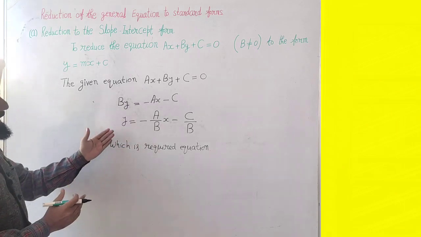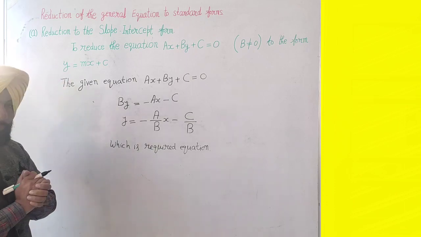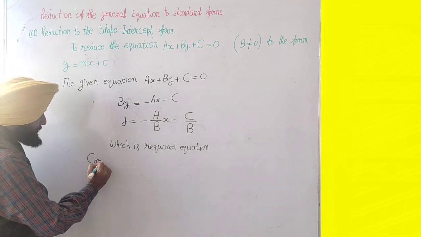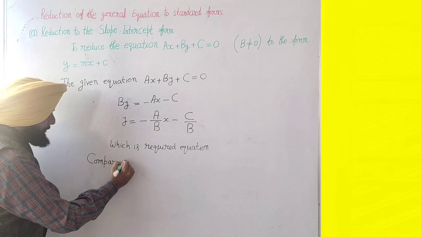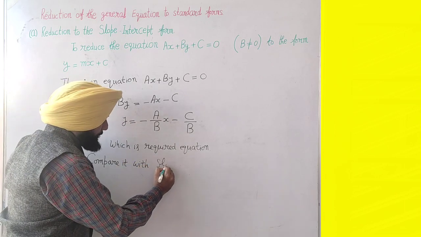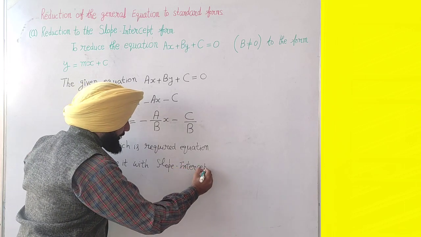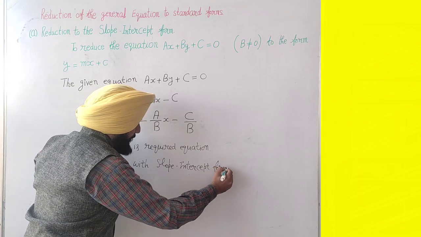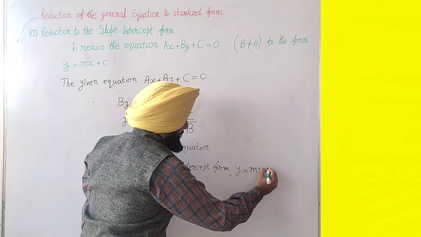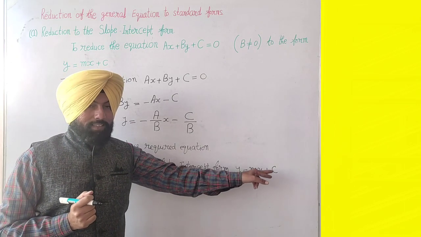Now how can we say that the general equation is reduced into slope intercept form? Now we will compare it with the slope intercept form, which is y equal to mx plus c.